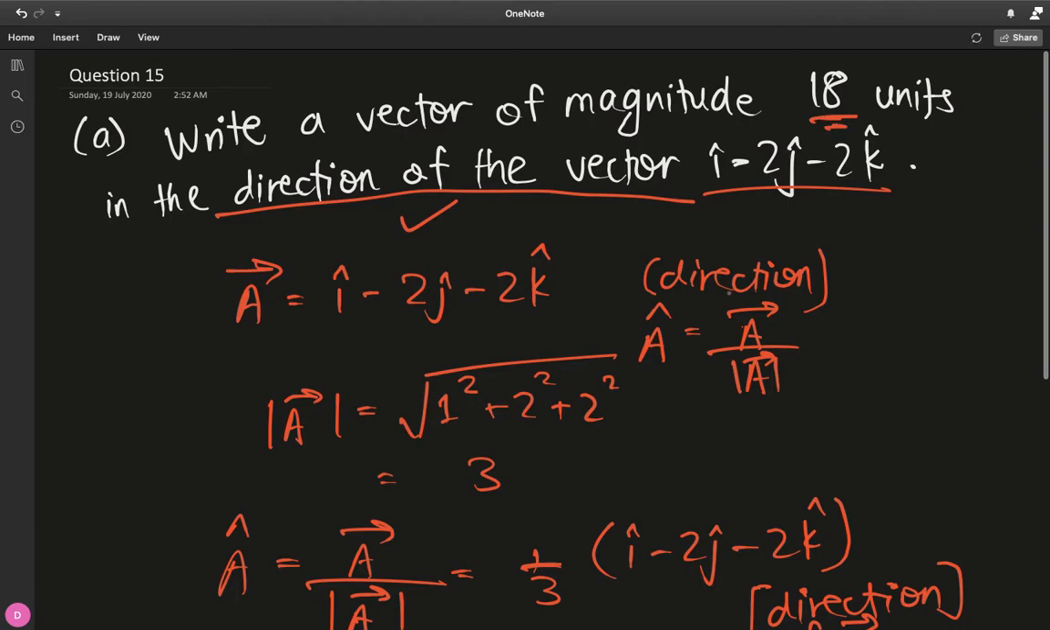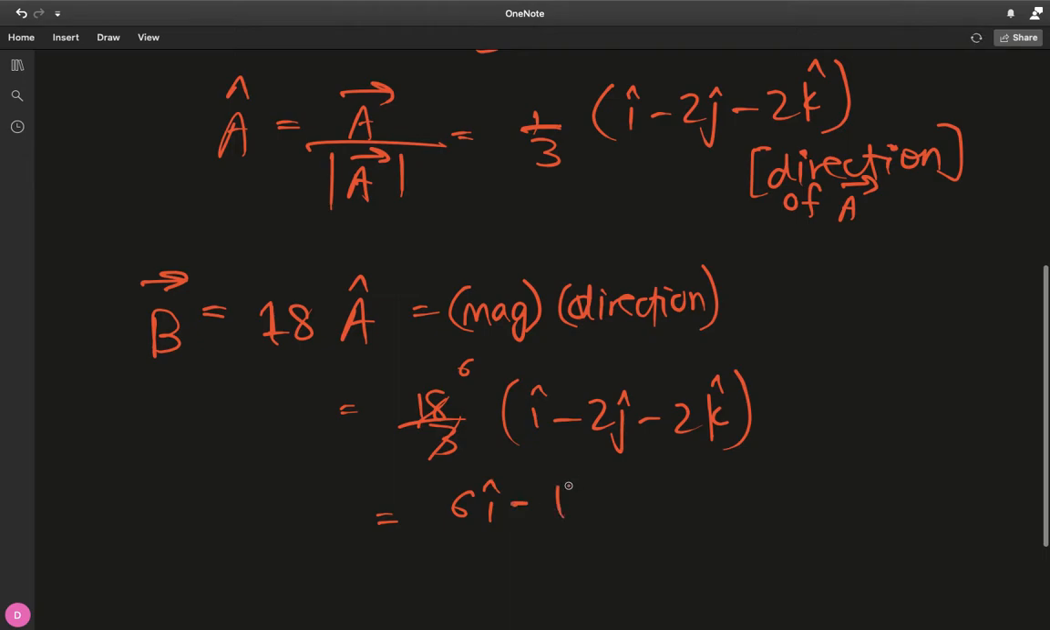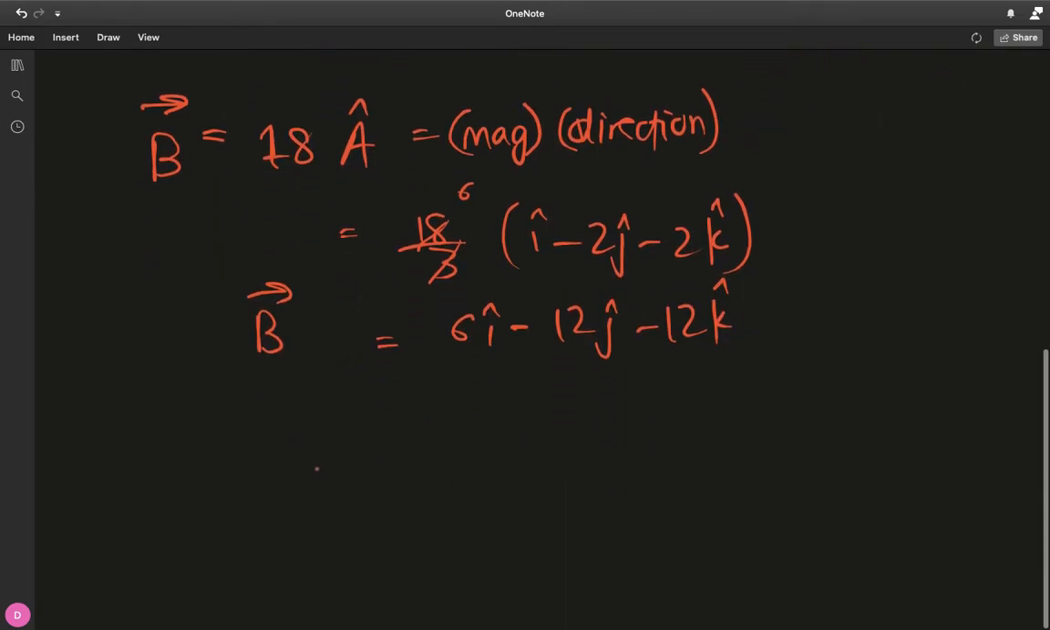All of this is given in the question. So 18 A cap. We have 18 over 3 times i cap minus 2 j cap minus 2 k cap, which turns out to be 6 i cap minus 12 j cap minus 12 k cap. That's B vector, our required vector of magnitude 18 and in the same direction as A vector. So yeah, that's our answer.